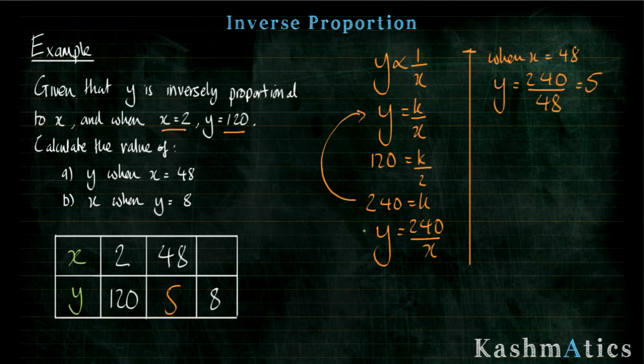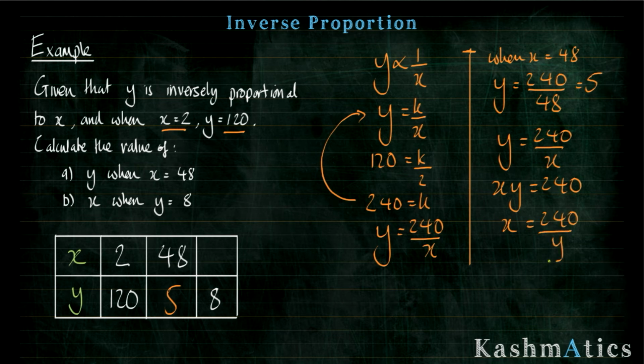And then I need to rearrange this, just like I showed you. So y is equal to 240 over x. So x times y equals 240, which means x is equal to 240 divided by y. Okay, so when y equals 8, x would equal 240 divided by 8. Now 24 divided by 8 is 3, so 240 divided by 8 would be 30. Okay, so this would be 30.